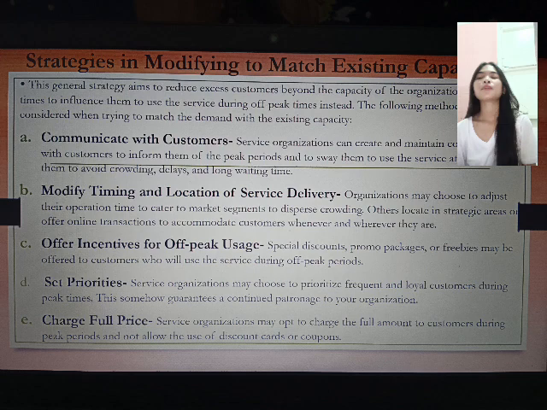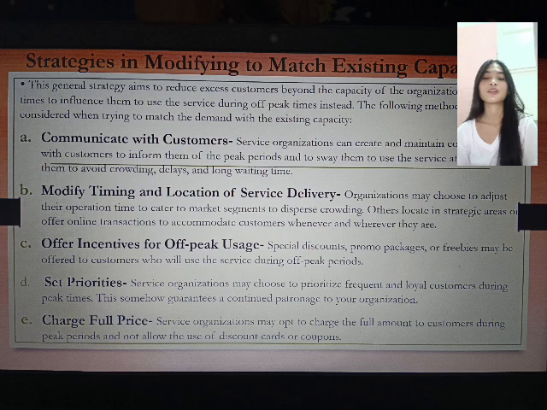So the next one is strategies in modifying demand to match existing capacity. This general strategy aims to reduce excess customers beyond the capacity of the organization during peak times, to influence them to use the service during off-peak time instead. The following methods can be considered when trying to match the demand with the existing capacity.